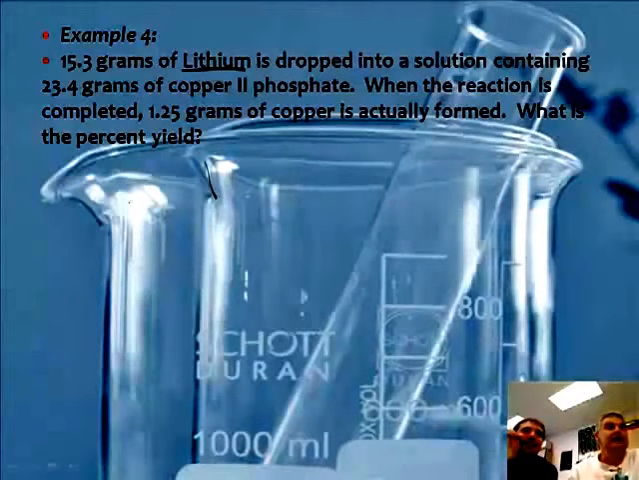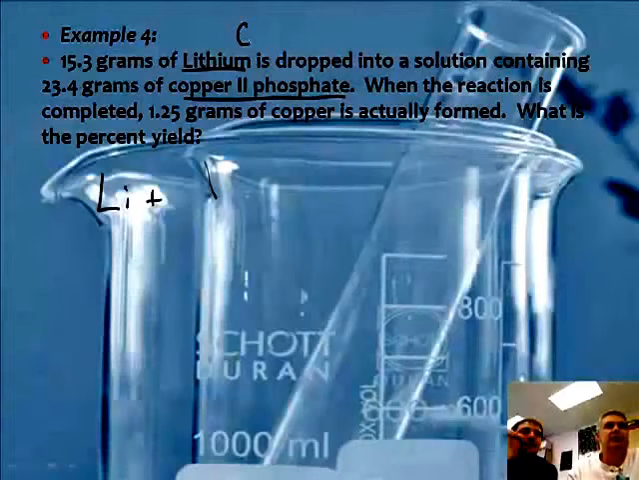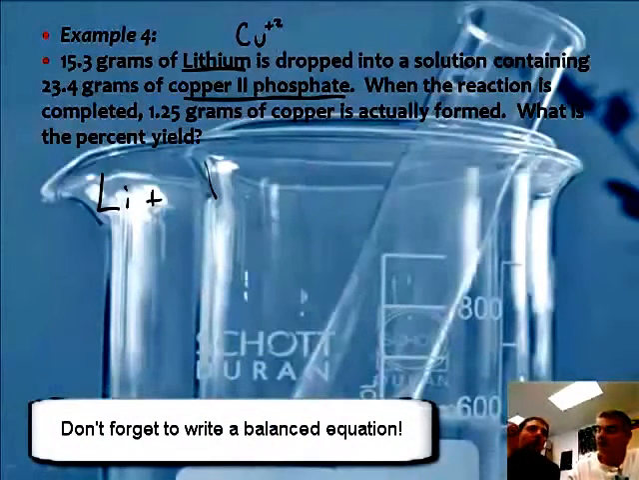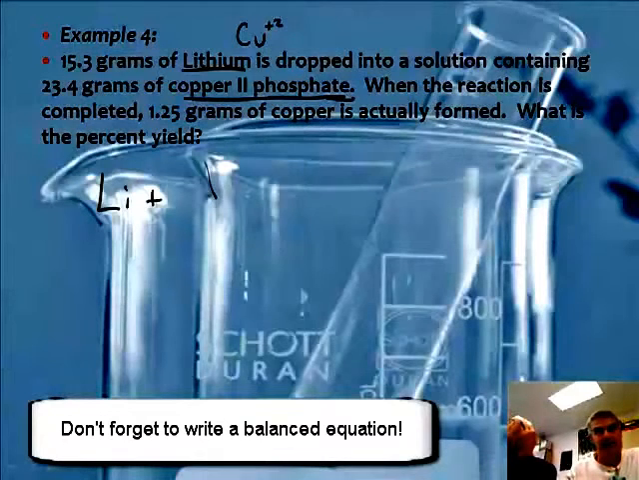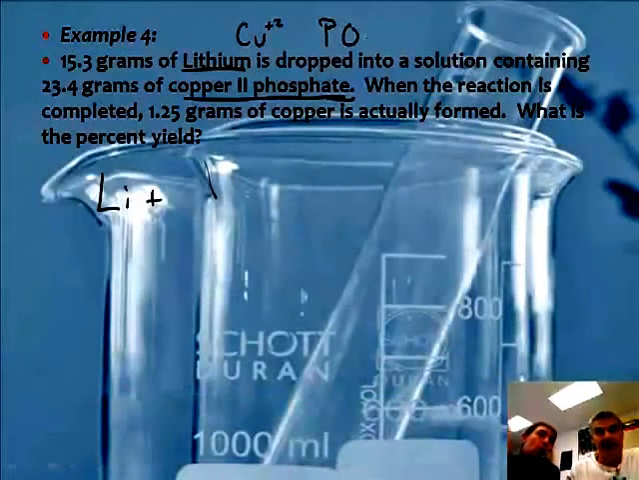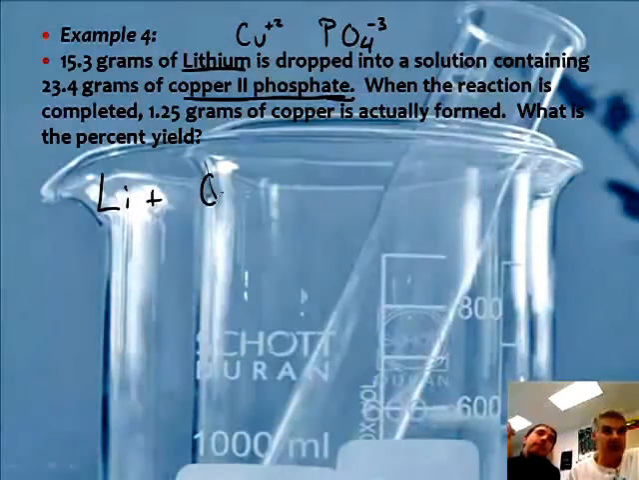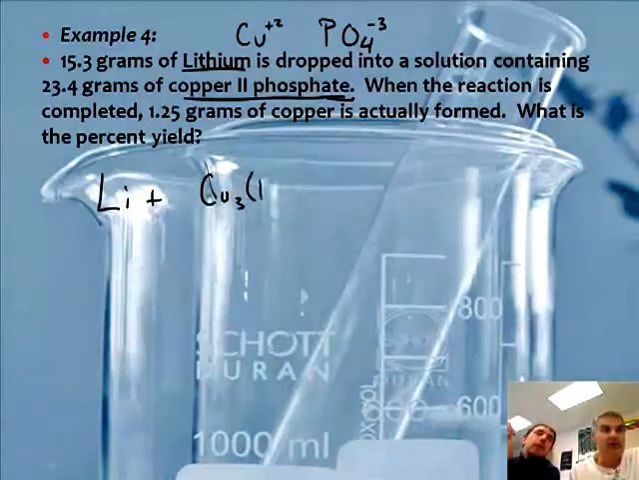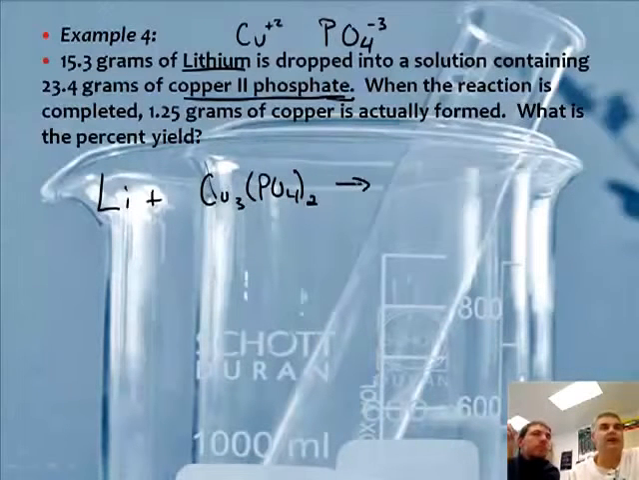Okay, lithium is just Li. It reacts with copper(II) phosphate. Copper is Cu2+. The Roman numeral is always the charge. Phosphate, if it ends in -ate, has some oxygen in there, so that's PO4, with a charge of 3 minus. So when we put those together, that's a really weird one: Cu3(PO4)2. Now, it doesn't tell us... well, actually, it does say.